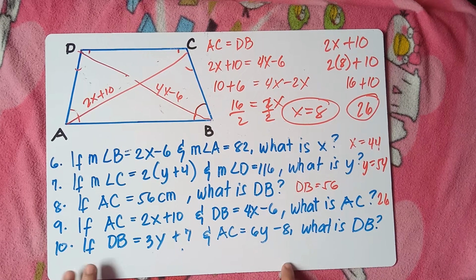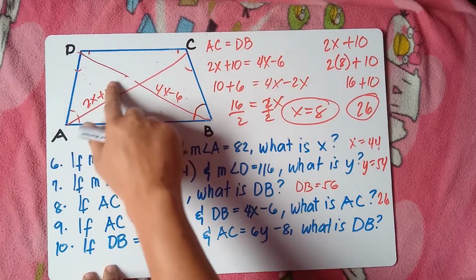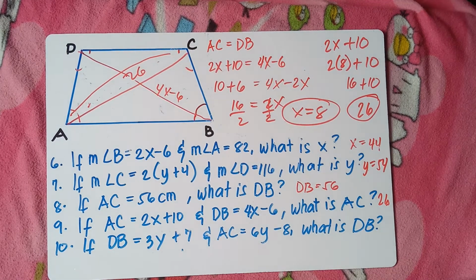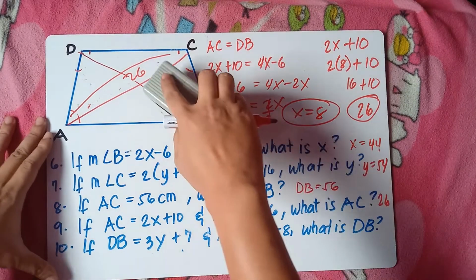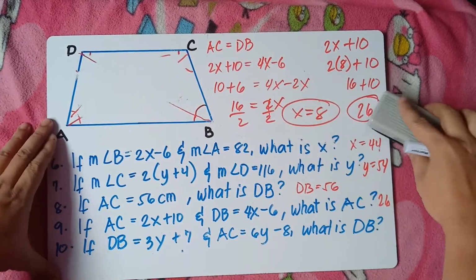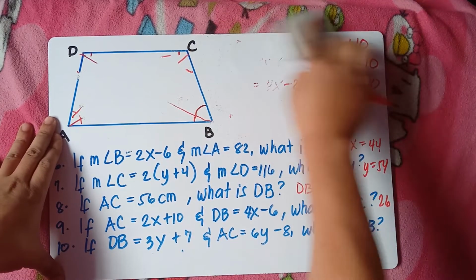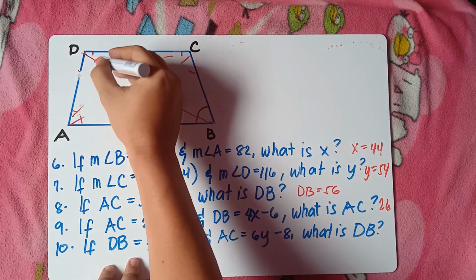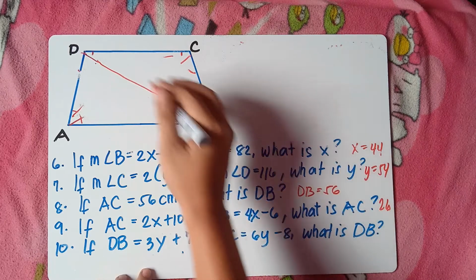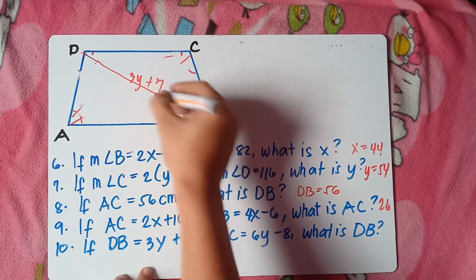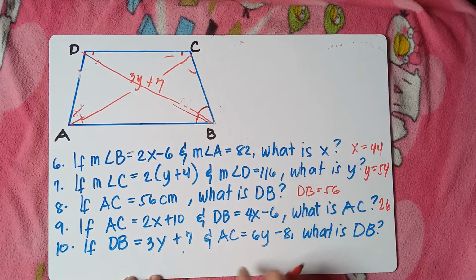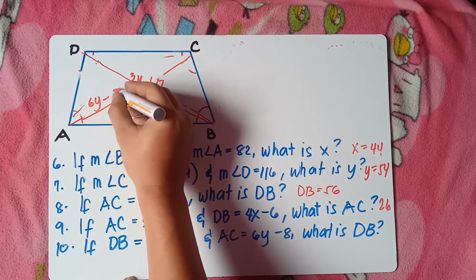So let's try number 10. Last example. So once again, class, do not forget that this AC is 26. Alright, so let's try the last example. DB is equal to 3y plus 7. And AC is equal to 6y minus 8.